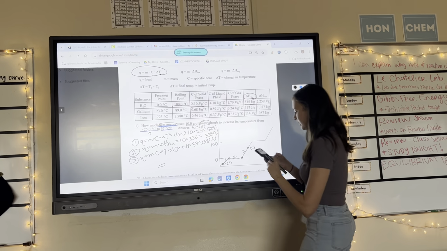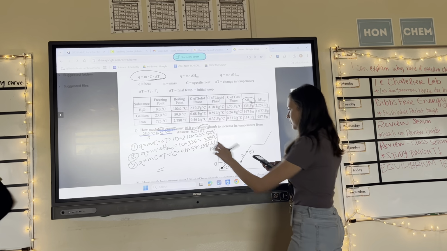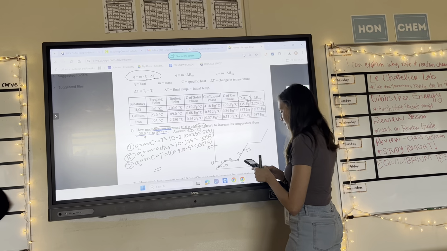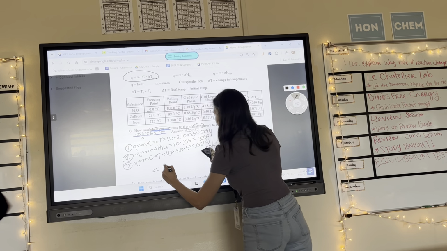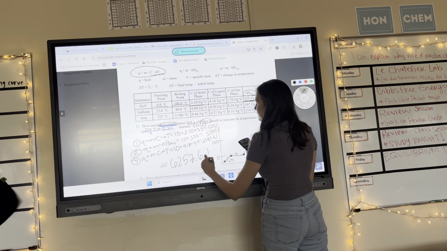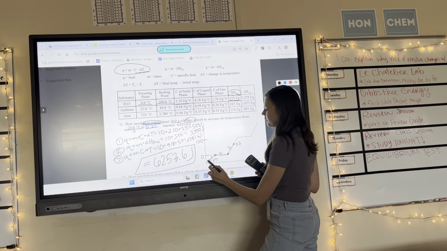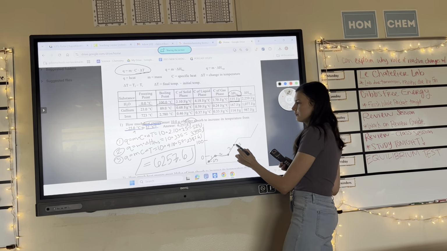Now I just have to add it all up, so I'm going to say 525 plus 3350 plus 2382.6. And my final answer is 6,257.6 joules to heat my piece of water up from -25 degrees Celsius all the way up this curve until 57 degrees.